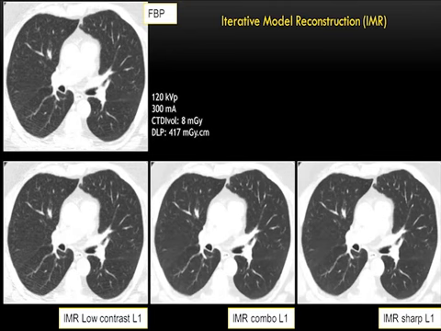Philips has also introduced the second version of their IR, the Iterative Model Reconstruction, commonly known as IMR. This algorithm also comes with different settings, namely 3 different bins. One is a low contrast setting and one is a sharp setting, and then you have a combo setting in between these two. Each of these settings has different noise reduction levels like L1, L2, L3. For the sake of simplicity, I've just taken 3 different bins, and we've reconstructed this raw data from a Philips scanner, which was acquired at 120 kV, 300 mA.